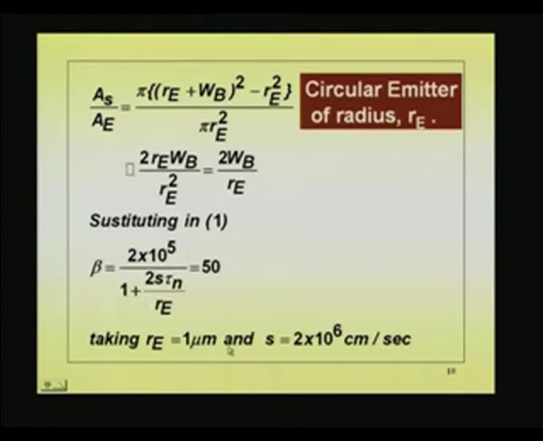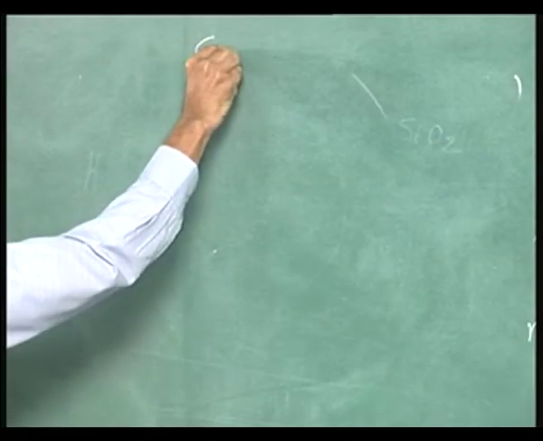Now, that turns out to be 50. I just took some value for a really small area, where Re is 1 micron, a very small emitter, and S is 2 into 10 to the 6. It can be even higher than this, even 10 to the 7 of that order. I just took some numbers to magnify the effect and show that your beta can be 50. In fact, what they have seen in the lab is slightly different: WB is about 0.15 micron, and the areas are slightly different. It is not circular, it is square geometry.